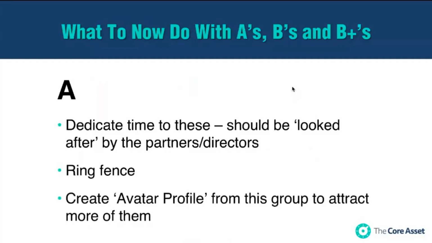And when we look at profiling and the target market, it's really this segment that you're going to create the avatar profile from. I'm not going to go into it now, but you're going to look at what characteristics they have in common, and what their predominant fears, concerns, objections are, all that sort of stuff. So you can build your avatar profile, and all the details on how you do that are in the core asset vault. So that's your A clients.